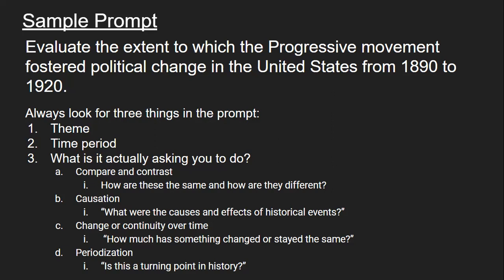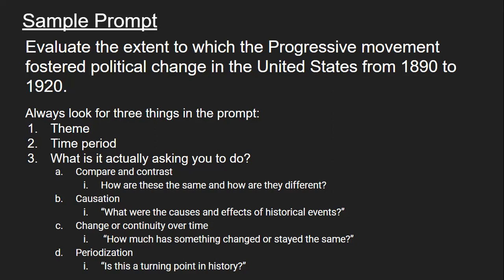So make sure you understand what they're asking, because if it's a periodization question and you start doing compare and contrast, again, you're not doing what they're actually asking you to do. If it's a causation question and you're doing periodization, you're not actually doing what they're asking you to do. Now, what do all these things mean?